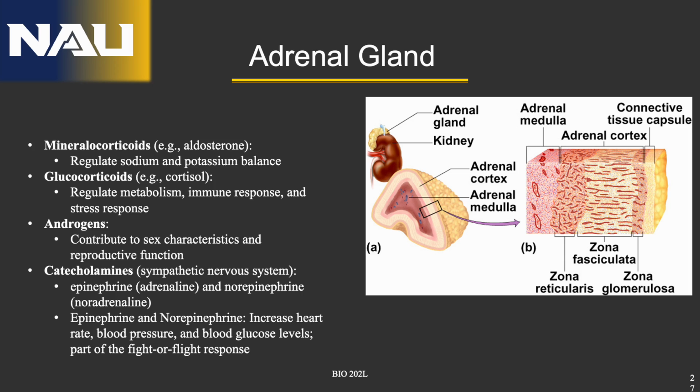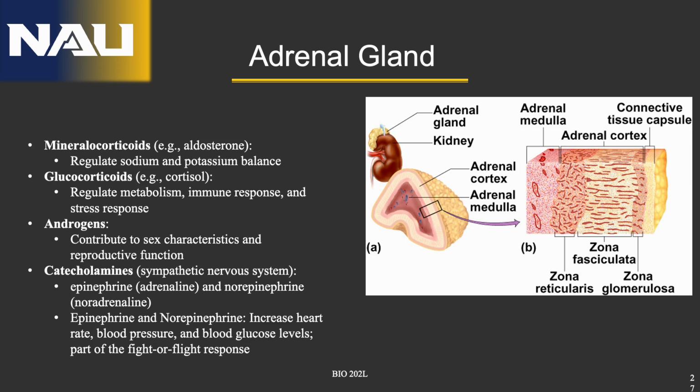The cortex produces corticosteroids, which include mineral corticoids, glucocorticoids, and androgens. Mineral corticoids, such as aldosterone, regulate sodium and potassium balances in the body. Glucocorticoids, like cortisol, play a key role in regulating metabolism, the immune system, and the body's stress response. Androgens contribute to the development of sex characteristics and reproductive functions.